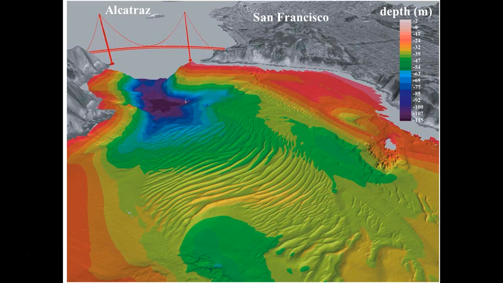So one thing that you should see is that the shallowest areas are where you would expect them to be. They are along the shoreline, and the deepest area is right underneath the Golden Gate Bridge. Okay, so as far as this is concerned, our entrance into San Francisco Bay, the deepest would be in the center, right? The shallowest would be closest to the land.